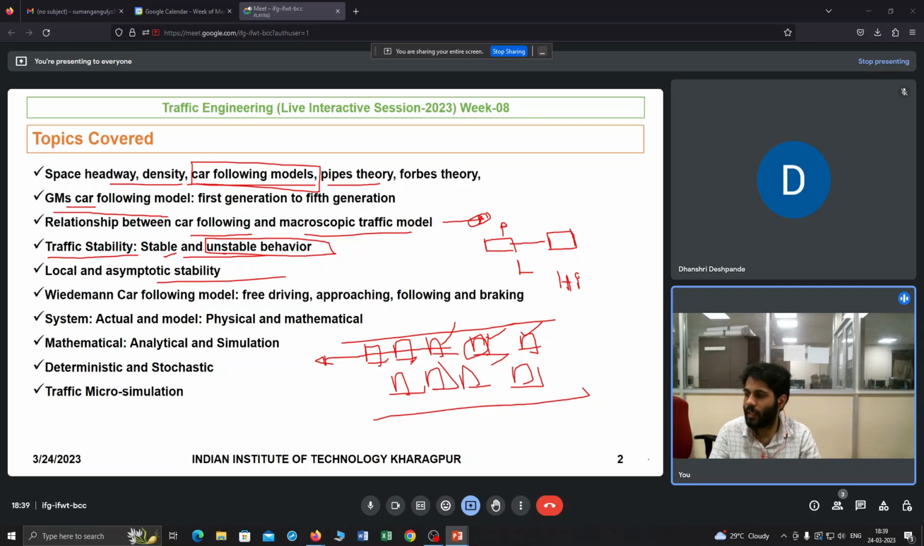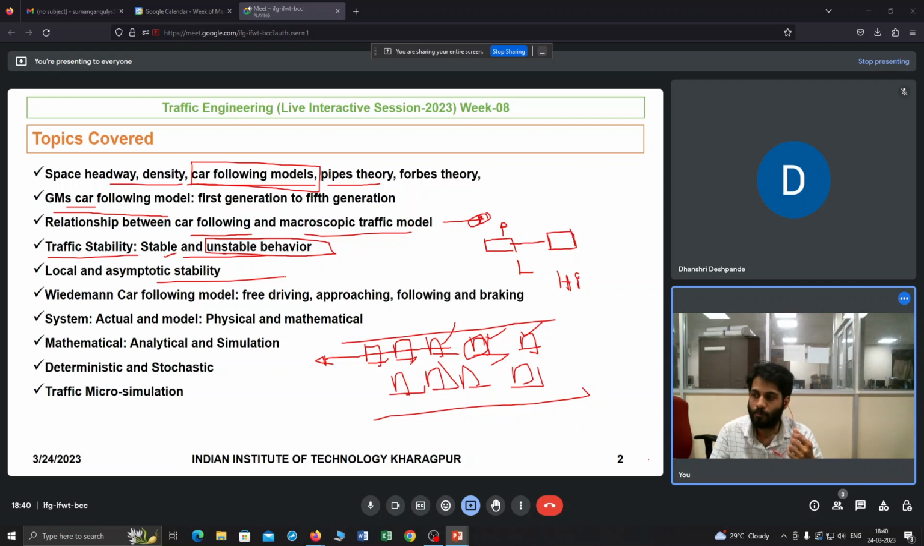So in that case, in the Wiedemann car following model, small disturbances, actually generally as human drivers, we don't really react until it's a severe scenario, right? In terms of smaller variations, we generally don't react that much. So those kinds of fine tuning of these models have been incorporated in the Wiedemann car following model, unlike our 5th generation or final generation GM's model, right? So that is one of the advantages of the car following model.